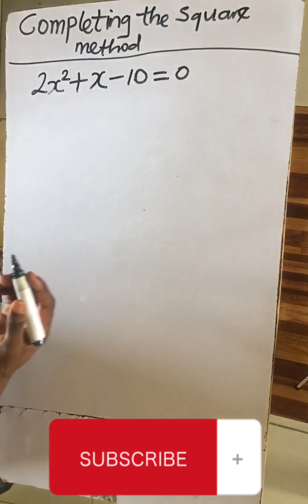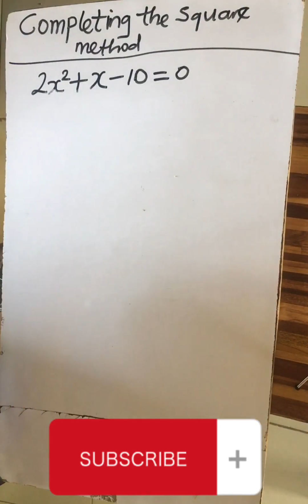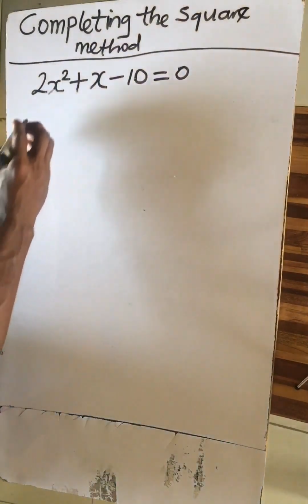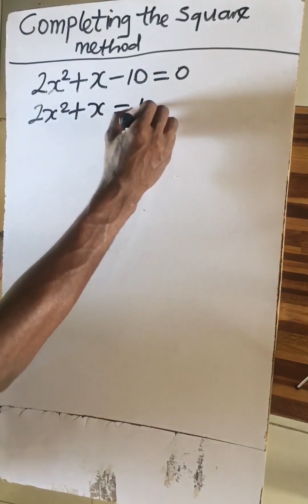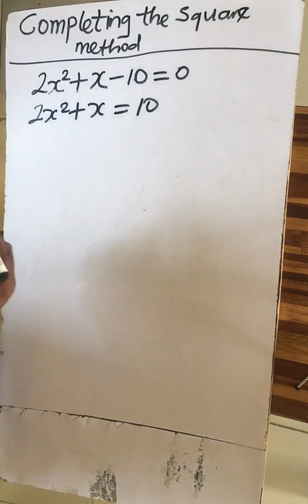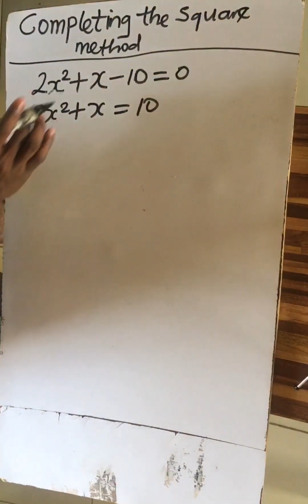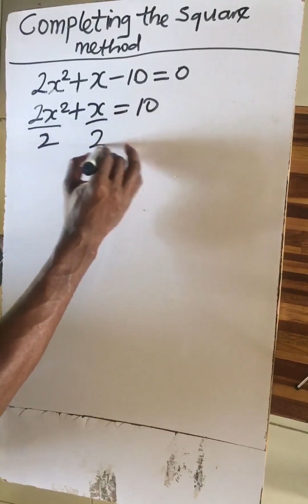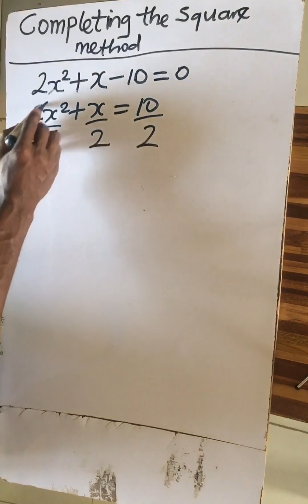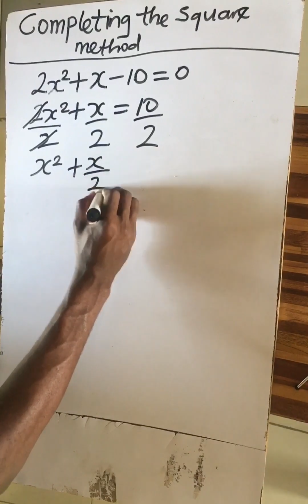We'll be treating the completing the square method, where we have 2x squared plus x minus 10 equal to 0. So we have to write this equation as 2x squared plus x equal to 10. Our next thing to do is to divide by the coefficient of x squared. So all we have to do is divide both sides by 2, and we cancel these 2. Then we have x squared plus x all over 2 equal to 5.